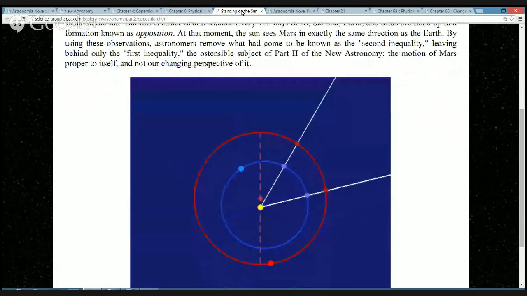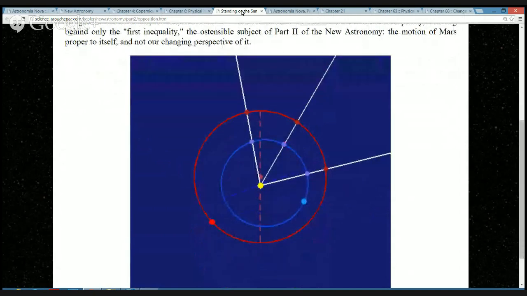So in part two, Kepler's going to look at the first inequality. He's going to look at the motion of Mars for Copernicus, Mars around the sun, which is moving for Tycho Brahe, or the motion on the deferent with an equant if you're Ptolemy. And I had showed this picture before, but this is how he starts building up his way of doing it. These observations made when the sun, Earth, and Mars are lined up eliminate the second inequality. These observations are called being made at opposition, because the sun and Mars are opposite the Earth.